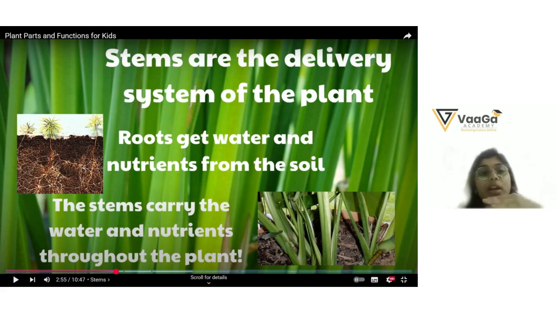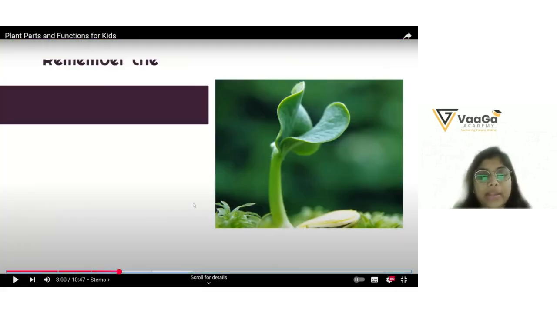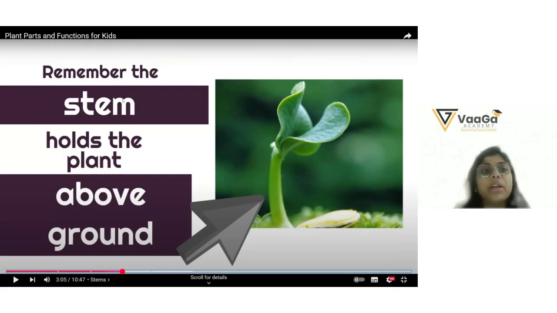Next point: what do the roots take? Roots take water and the nutrients from the soil, and what do stems take? Stems take that water and the nutrients from the roots and give it to the whole plant. Now what we need to remember is that stems hold the plants above ground. What do the stems do? Stems hold the plants above the ground. Very good.